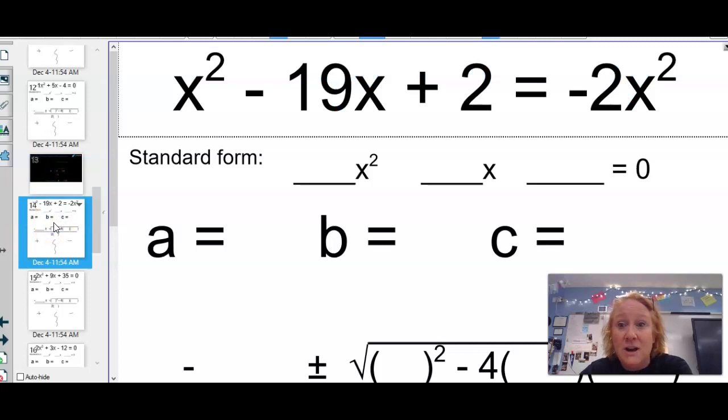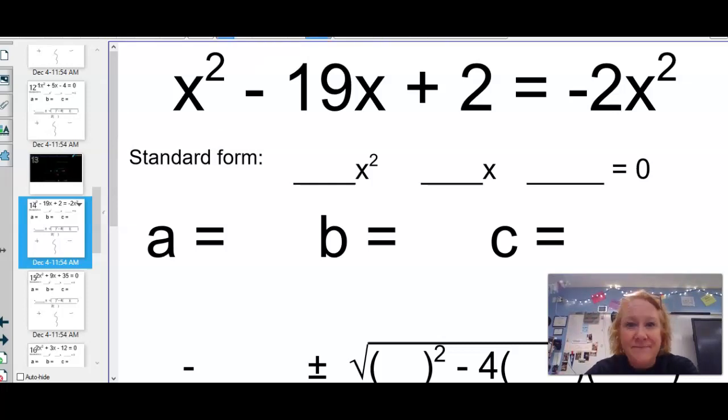Let's try number 2. I look at this and I see it's x squared minus 19x plus 2 equals negative 2x squared. But in order to even start, I have to be in standard form, which means this has to be equal to 0, which it does not right now. So how do I get it equal to 0? Well, I have to move that minus 2x squared.